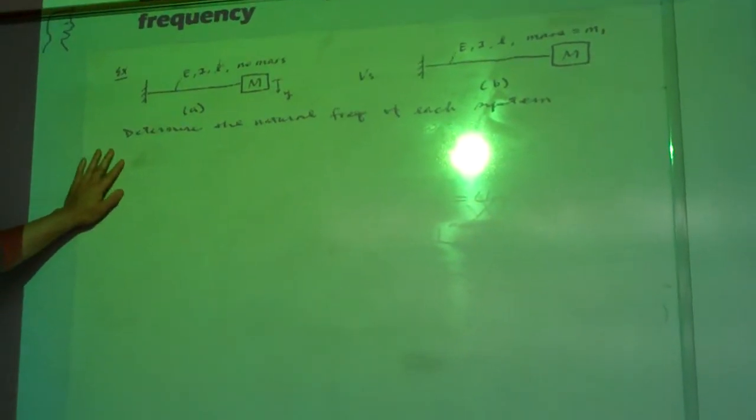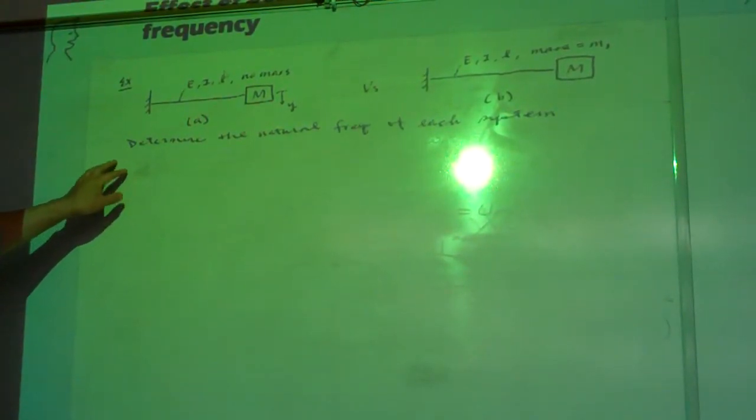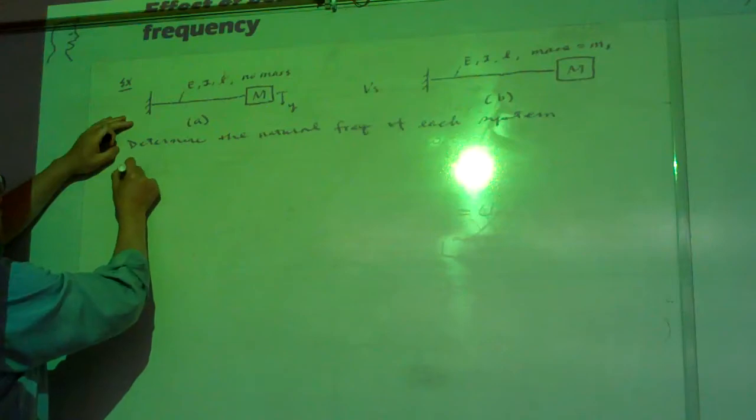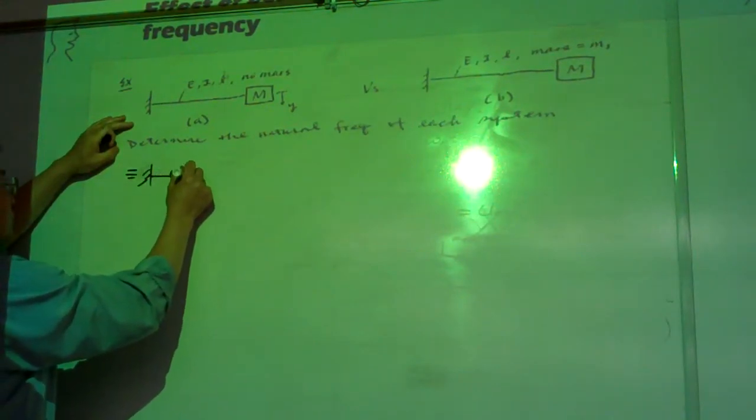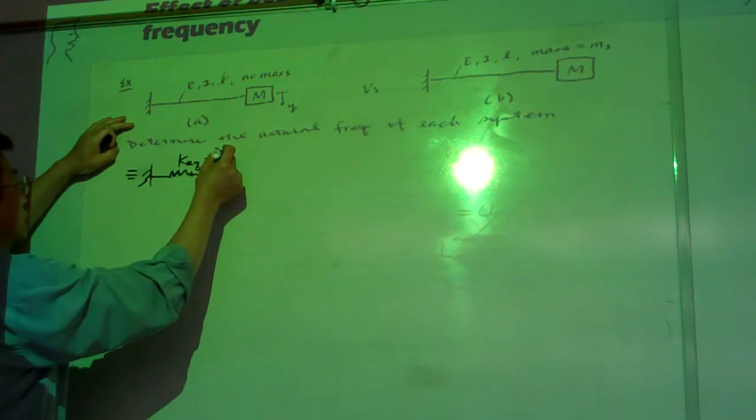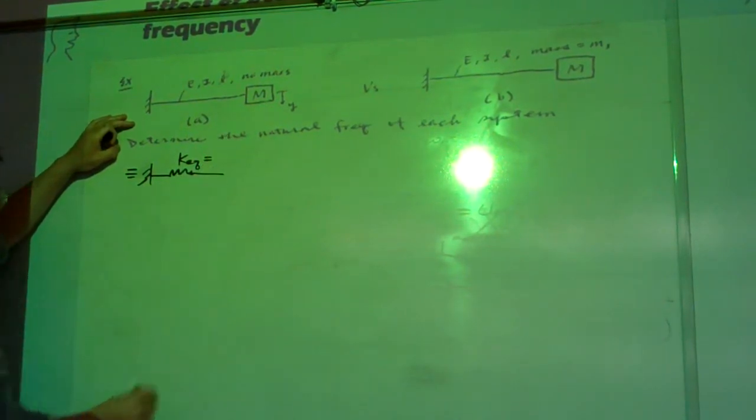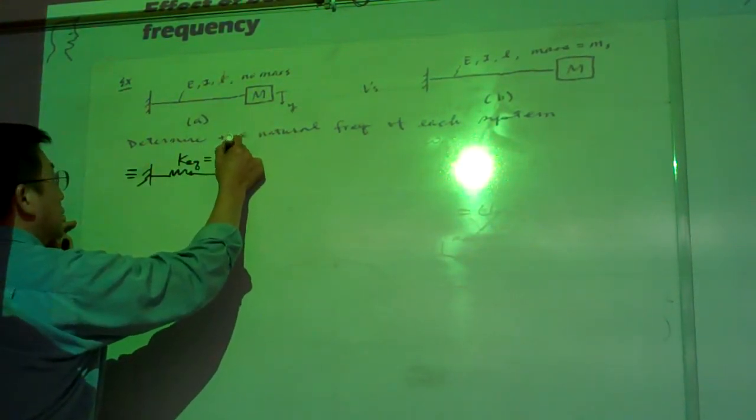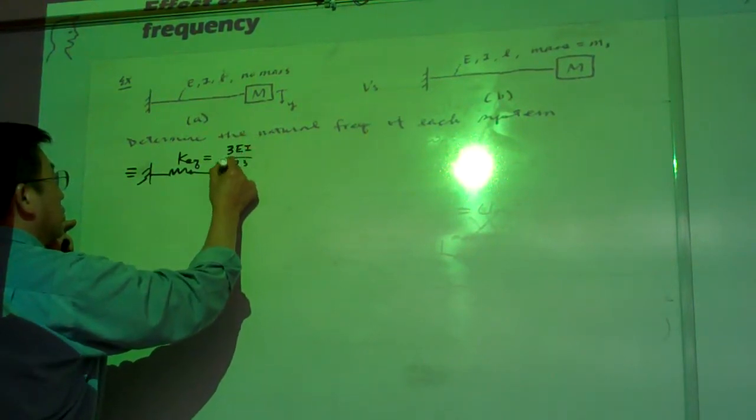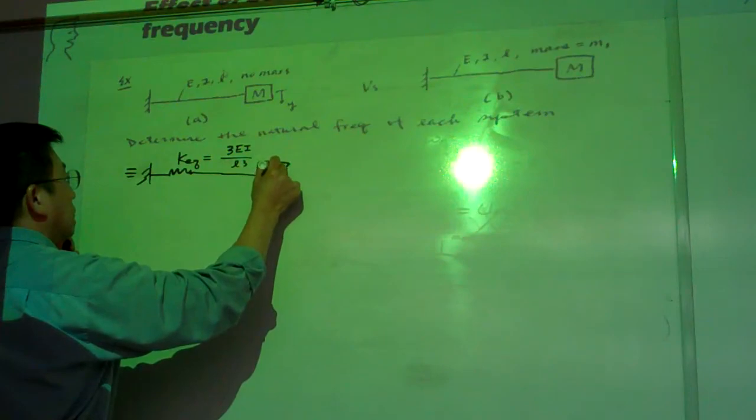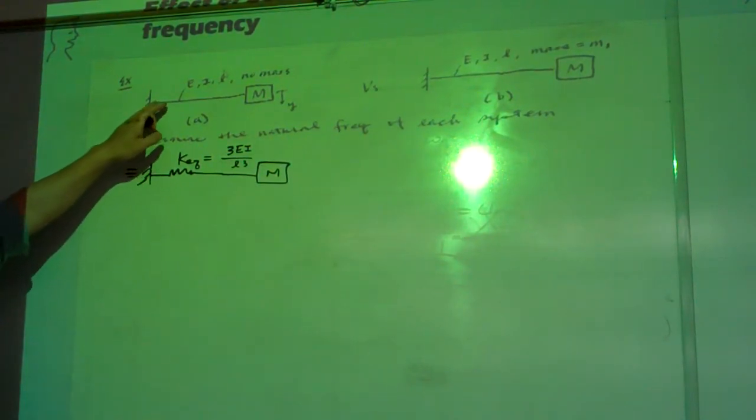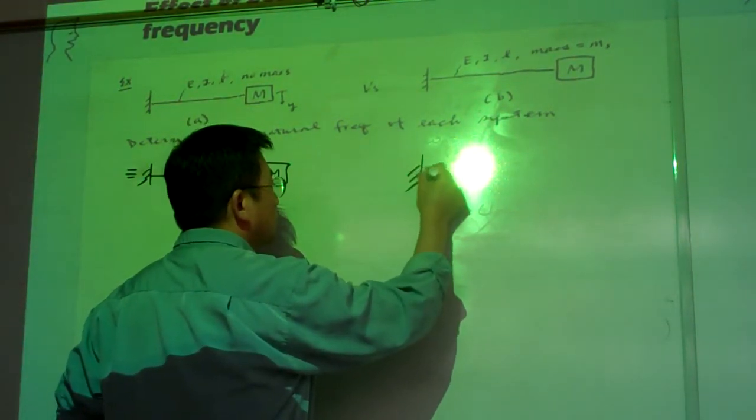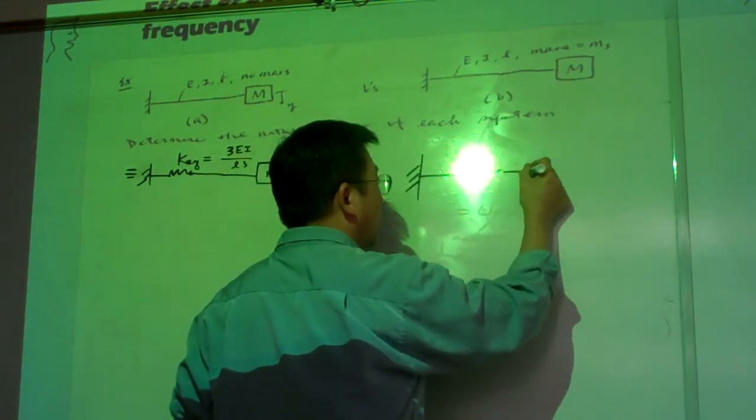I won't go over the details, but I will give you the concepts here. We have done this, and we know this is a cantilever beam, and this one has the equivalent spring constant equal to 3EI/L^3, if we do not consider the mass of the beam.